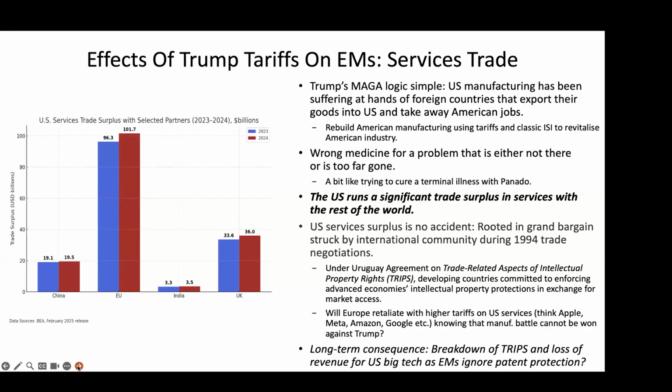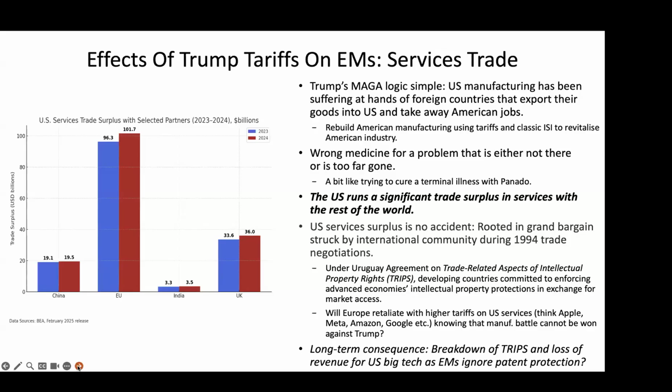And so I argue here that he's looking for the wrong medicine, these tariffs, for a problem that is either not there because the manufacturing base has moved on, or it's too far gone, right? So to try and make the US the factory of the world in the way China, or China and Japan, are, it's just the wrong problem that he's looking at, the wrong challenge.